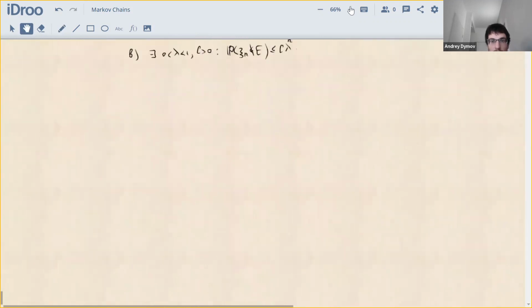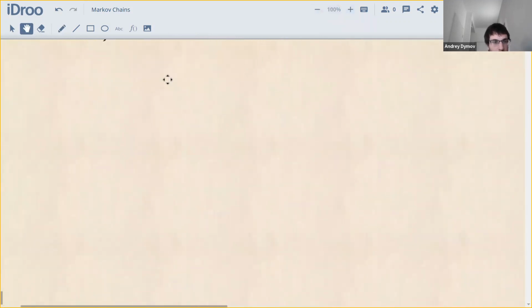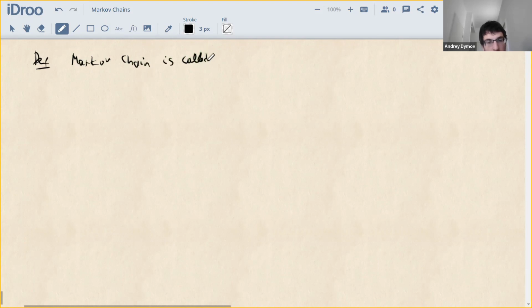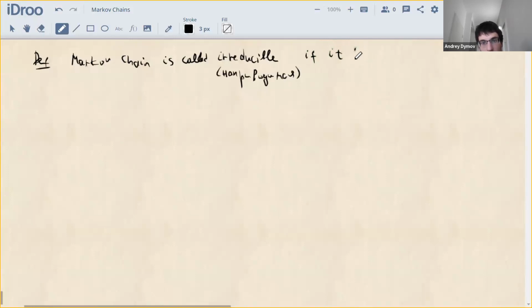Accordingly, I introduce the following definition. A Markov chain is called irreducible, in Russian неприводимое, if it has a unique minimal equivalence class.